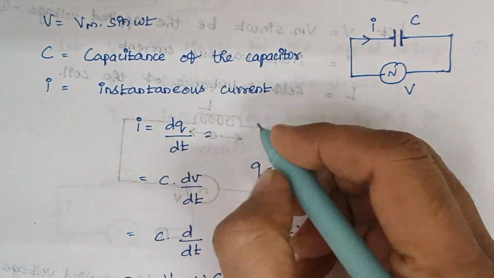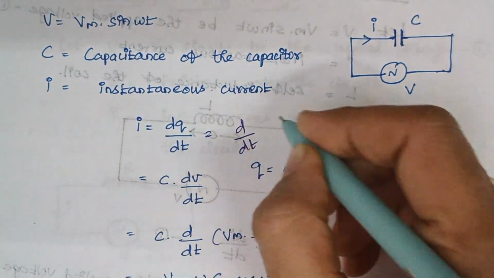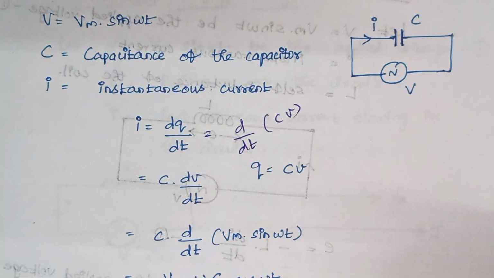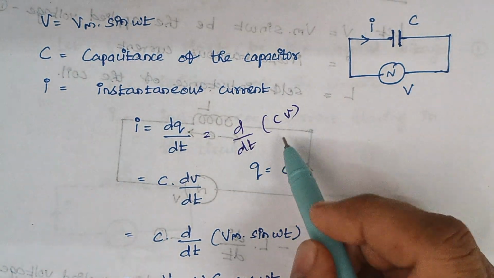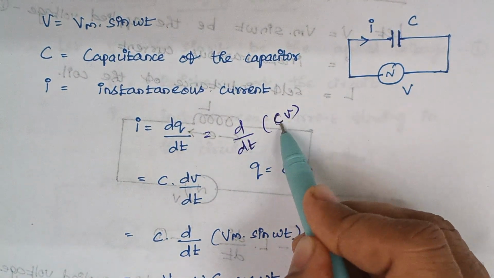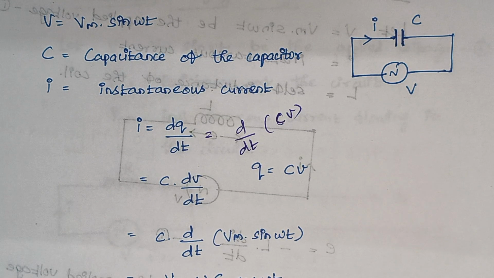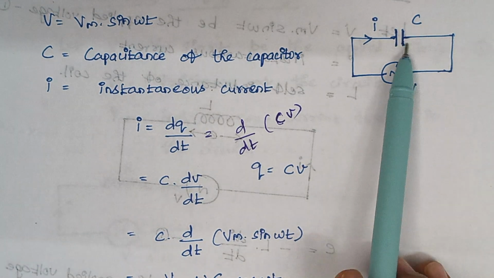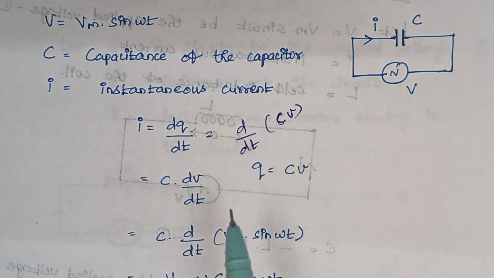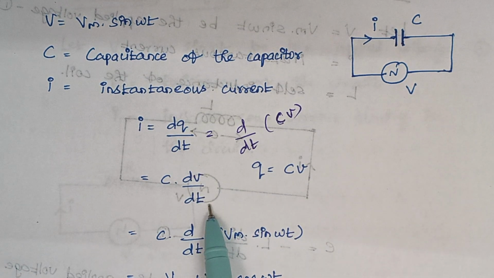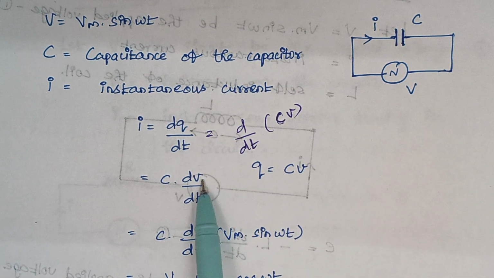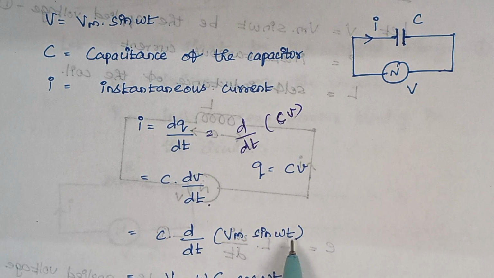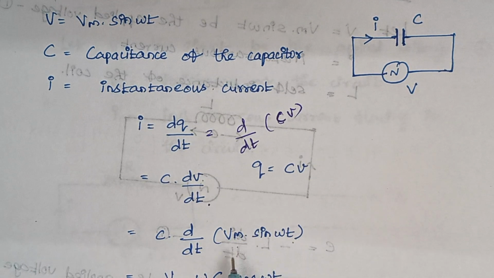So when you replace this Q by CV, you see C into dV by dt. Even I can write one more step here. You see d by dt of Q is nothing but C into V. Right. Now the value of C is a constant because the value of capacitor is fixed, right? So here we can take C outside and the remaining terms will be dV by dt. And again V is nothing but Vm into sine omega t. Now we have to differentiate.